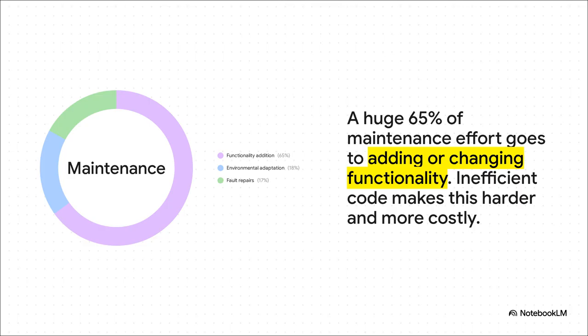And that cost doesn't just go away. It sticks around for the entire life of the software. I like to think of inefficient code as a house built on a really shaky, messy foundation. Now imagine trying to add a new room to that house, or a new feature to the app. It's going to be a huge, expensive nightmare. And if you look at this chart, you can see that most of the work done on software after it's released, a full 65%, is adding new stuff. If your foundation is bad, all of that work becomes incredibly difficult and costly.